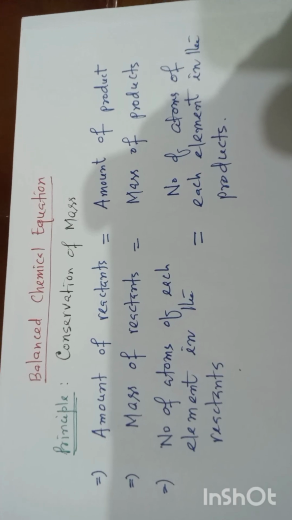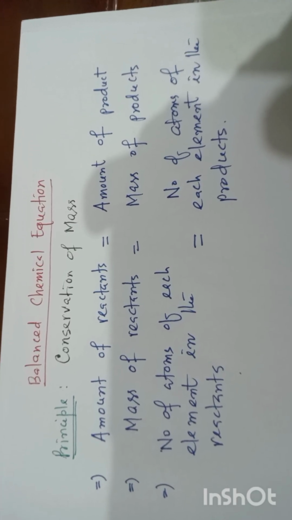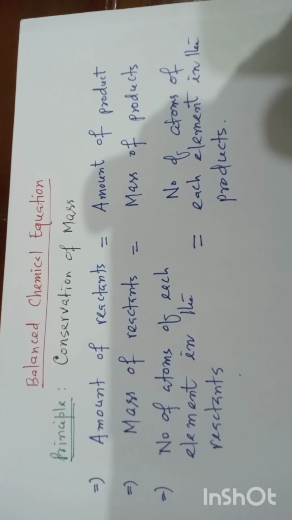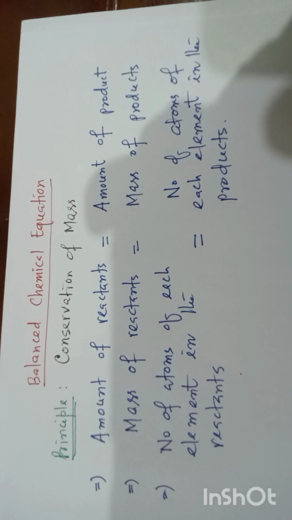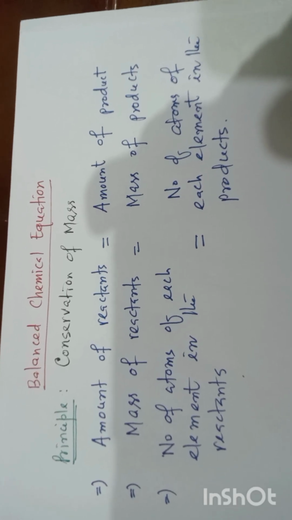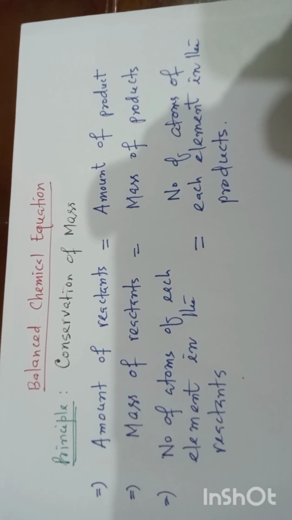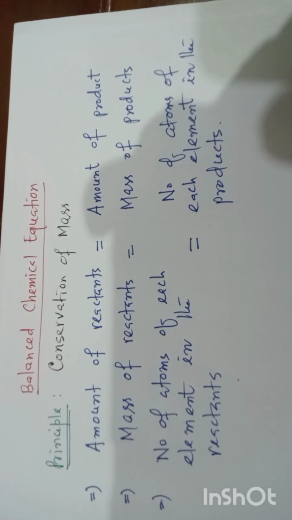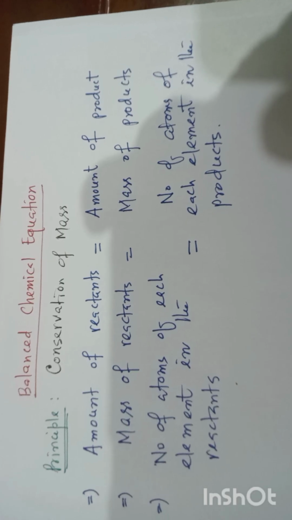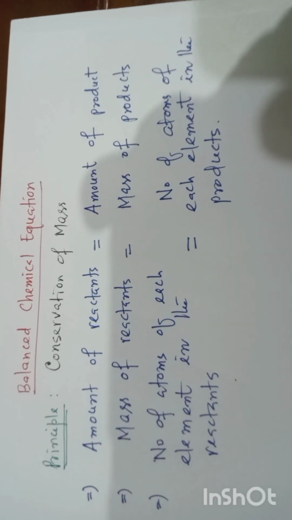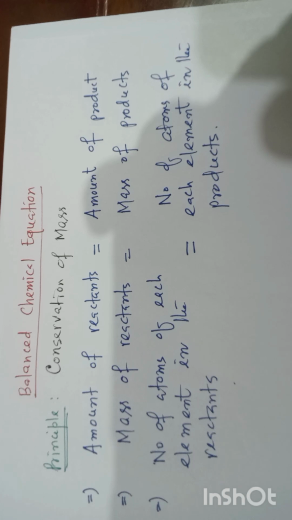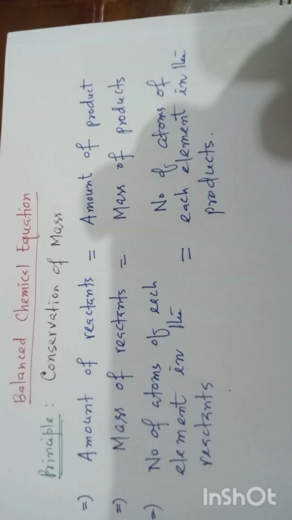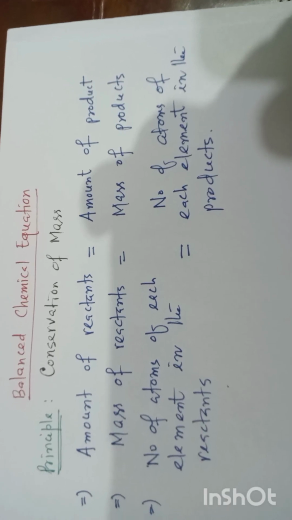Good morning, all. Today we'll discuss balanced chemical equations. Here, one principle is used, that is called conservation of mass. It means the amount of the reactants taken will be equal to the amount of the products, or the mass of the reactants will be equal to the mass of the products. In other words, the number of atoms of each element in the reactants will also be equal to the number of atoms of each element in the products.